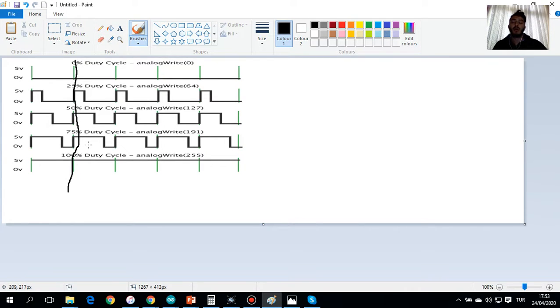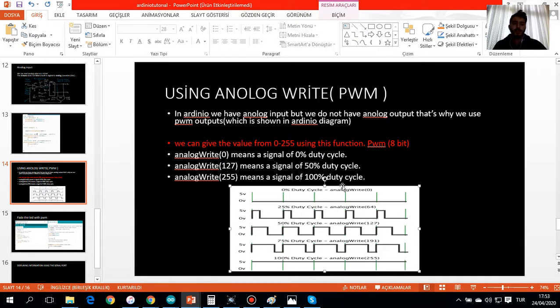If I want to have my own duty cycle, what am I going to do? Normally for the PWM signal, we can give the value from 0 to 255 using the function, because it is 8-bit. 2 to the power of 8 is 256. That's why the value that I'm going to write to the PWM is stored in 8-bit. That's why a minimum duty cycle is represented as 0, but 100% duty cycle is going to be 255.